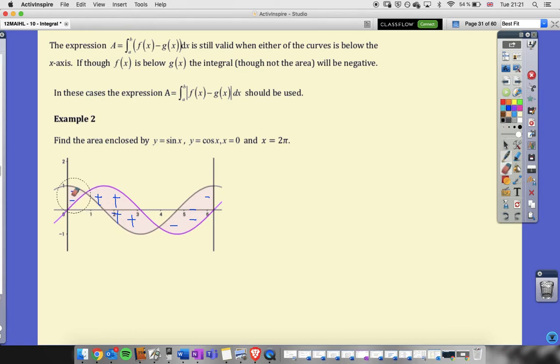So when they're doing this, it's important we use the modulus symbol. Because what this is doing is it's saying, I want to create a function that is the absolute difference between them. So when we're doing the purple function minus the black function, rather than getting negative differences, we'll take the absolute difference. And so we'll get positive areas for all of these sections, which is what we want.